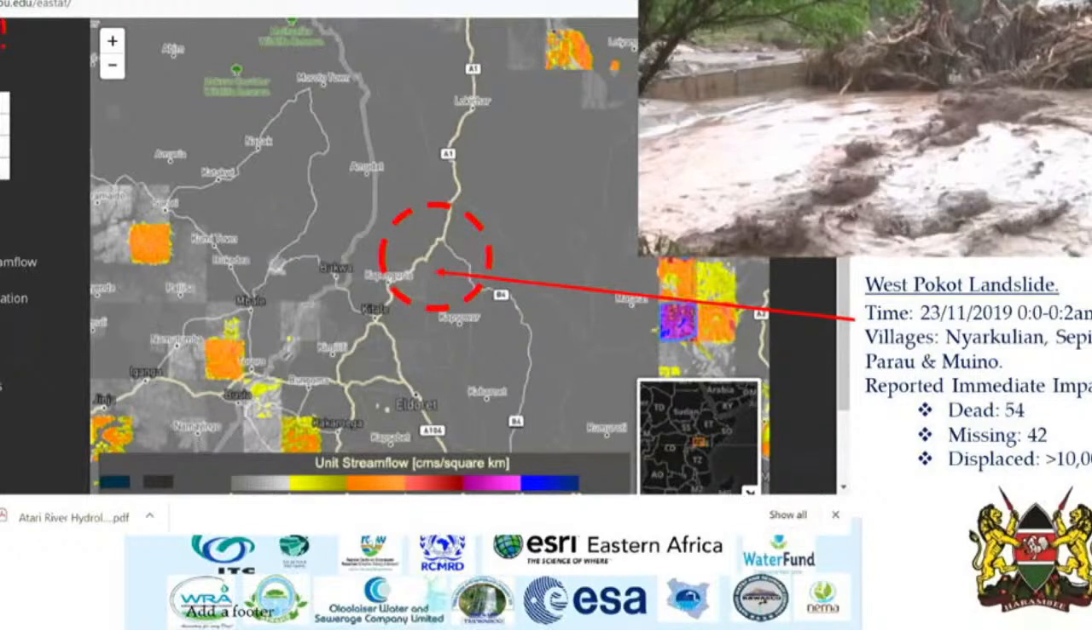So we use the model again to characterize one of the hydrological phenomena that happened in West Pokot on the 23rd of November 2019, and we look at how the model was in a position to pick the landslide that happened in West Pokot.